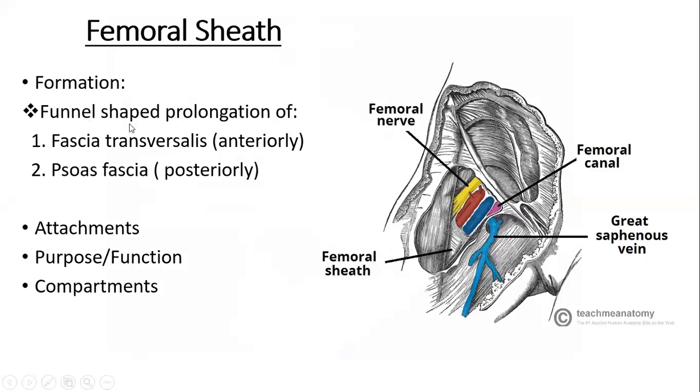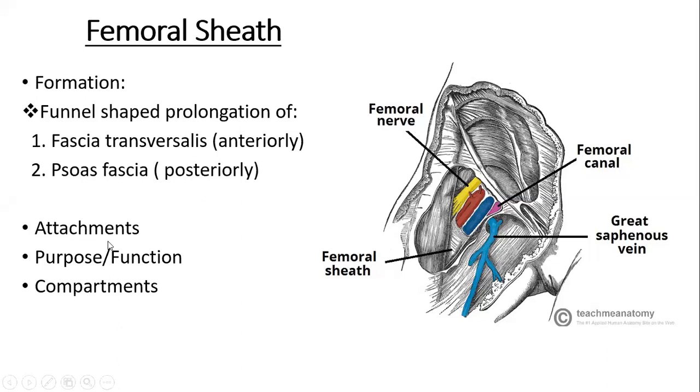Femoral sheath is a funnel-shaped prolongation, extension, tubular prolongation of the two fascia, fascia transversalis and psoas fascia. Fascia transversalis forms the anterior layer of the femoral sheath. Psoas fascia, along with the iliacus fascia, forms the posterior layer. So if somebody asks you, how many layers does femoral sheath have? It has 2 layers. Fascia transversalis forming the anterior layer, iliopsoas fascia forming the posterior layer.